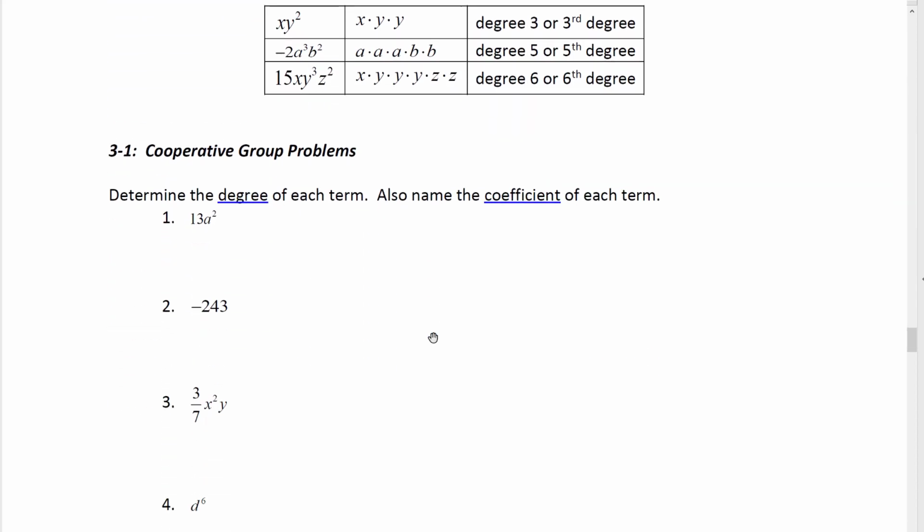When you get to the cooperative group problems here, notice that you're being asked to do two different things. You're being asked to determine the degree of each term, and also name the coefficient of each term. And remember from the first page we looked at, the coefficient is the number part, the number in front of the letters, or if it's only a number, just the number part.